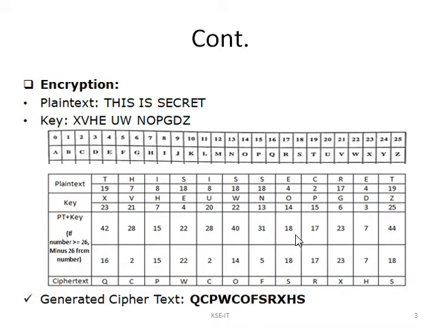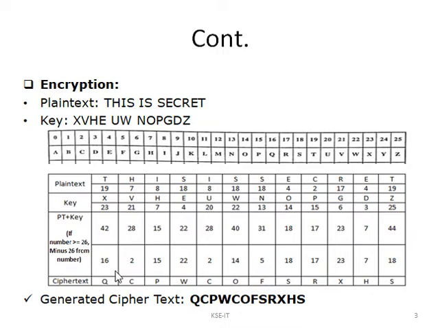18, which is less than 26, so write it down as it is. 17, write down as it is, 23 write down as it is, 7 write down as it is. 44 is greater than or equal to 26, so subtract 26 from 44. 44 minus 26 gives you 18. Now write down the equivalent character for all these numbers.